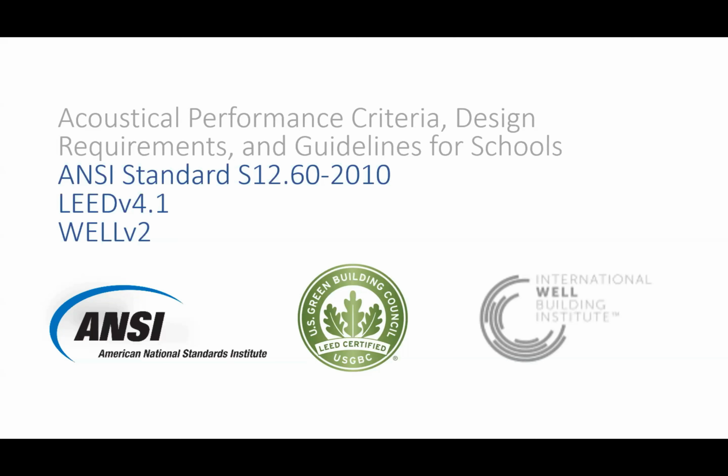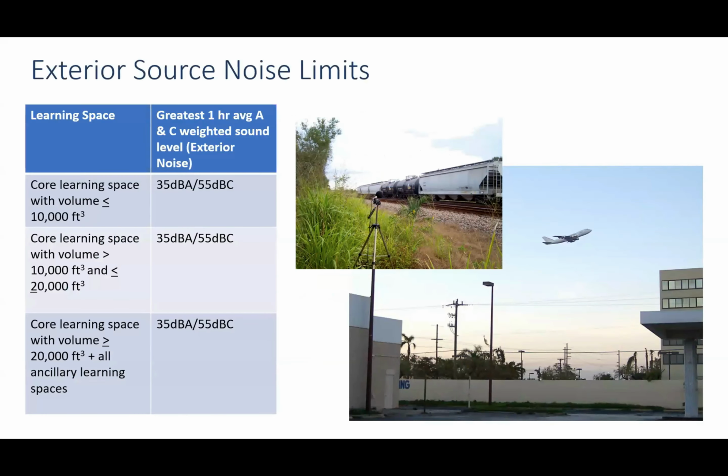If you're going for some of these credentials for your building, they have their own acoustic criteria for classrooms and other spaces. As we talked about, we have exterior sound source limits. When we look at this, it's broken up into 10,000 cubic feet or less, 10 to 20,000 cubic feet, and greater than 20,000 cubic feet, and core learning spaces. Similar to classrooms, just a little more broad of a term. It's still that same 35 dBA, 55 dBC for all of these that we're seeing with the code. So we can see that the code aligns very closely with ANSI here as well.